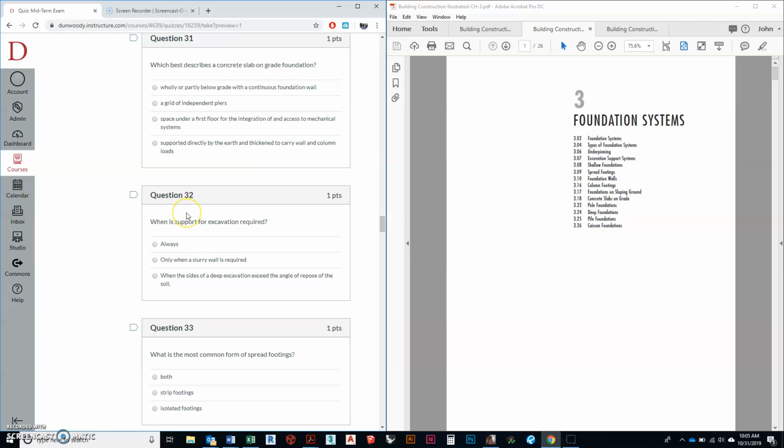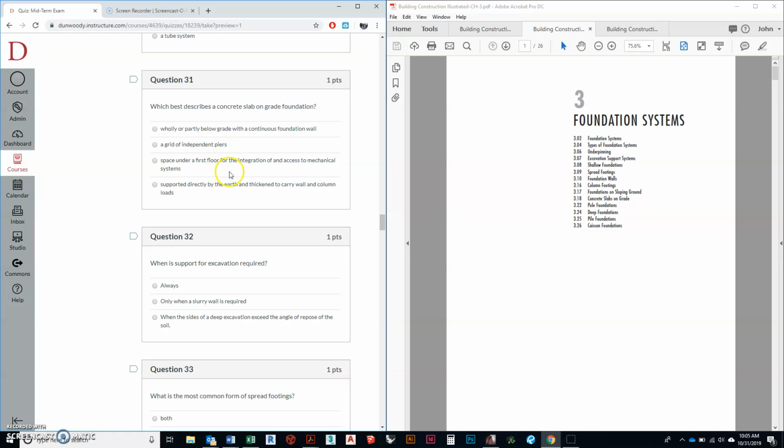We're here in the midterm exam. We're getting now into chapter three on foundation systems, the part that covers chapter three, and we're on question 31. Which best describes a concrete slab on grade foundation?